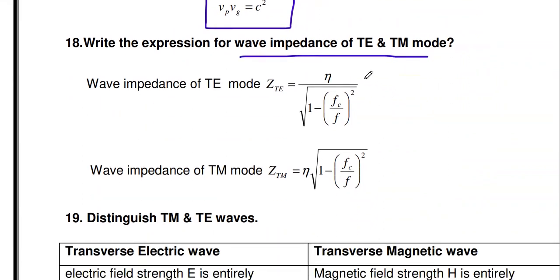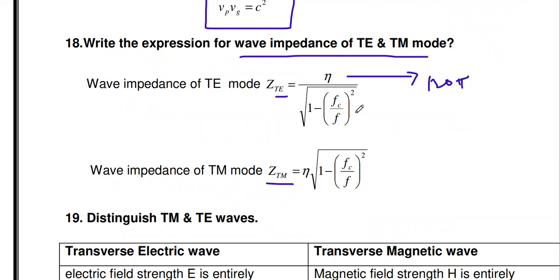This formula you know for any type of waveguide. Whether it is a circular waveguide, cylindrical waveguide or parallel plate, this wave impedance formula remains the same. The wave impedance in TE mode is eta by square root of 1 minus (fc by f) the whole square. The wave impedance for TM mode is eta into square root of 1 minus (fc by f) the whole square, where eta is the intrinsic wave impedance. This value is 120 pi or 377 ohm.